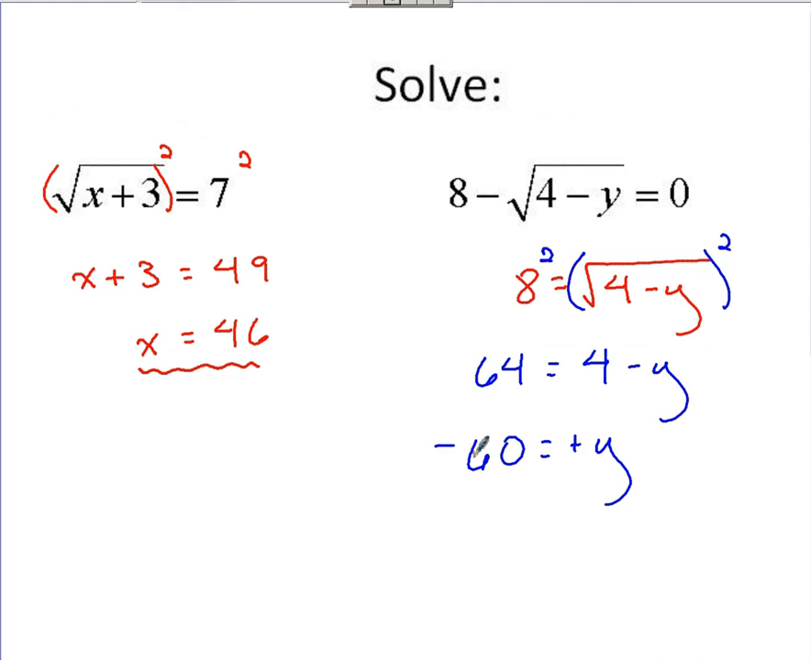Once again, you go back to the original equation. You plug that negative 60 back in, make sure it works out. Make sure you don't have extraneous solutions. In this case, we don't again.